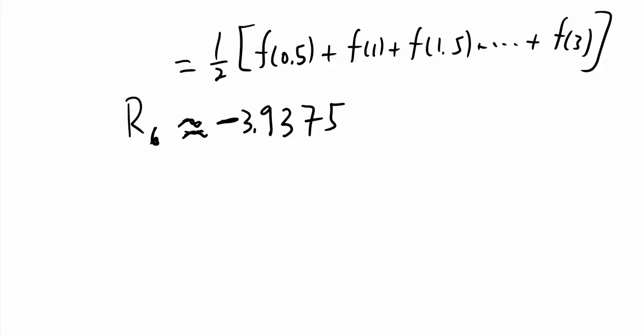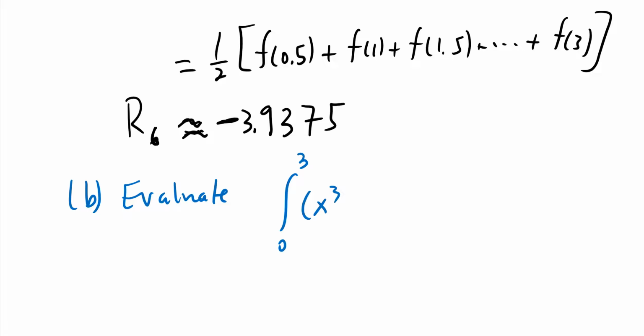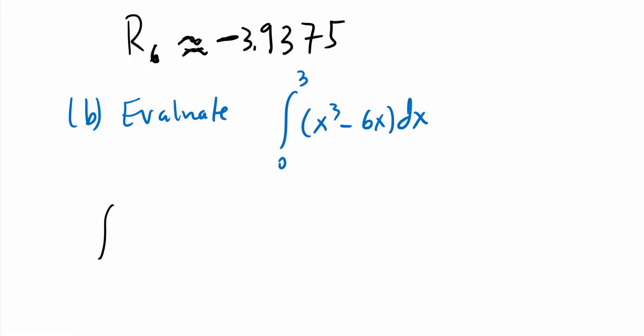Part B. So it's asking us to evaluate, in this part, the integral from 0 to 3 of x cubed minus 6x dx. So we need to evaluate this. Evaluating something like this requires us to use the theorem that we were given earlier. So how do we use that theorem to evaluate this? Well, the first thing I'm going to write is the integral from 0 to 3 of x cubed minus 6x dx.